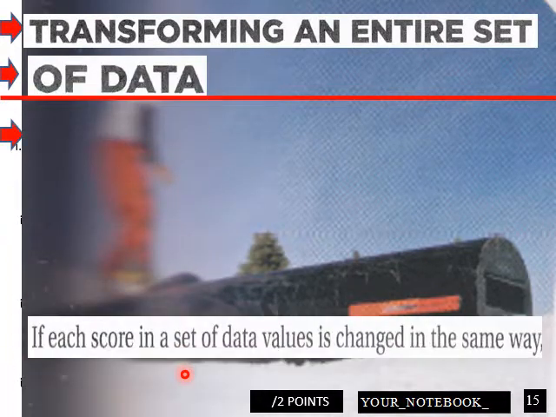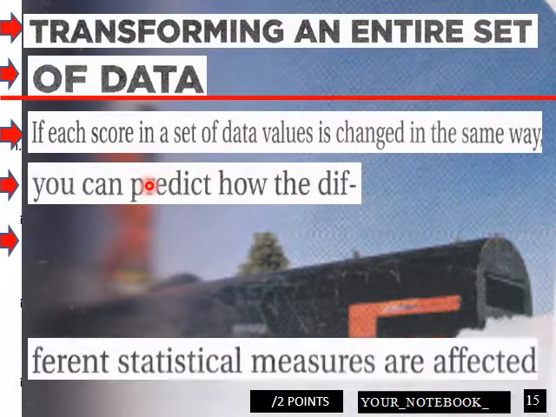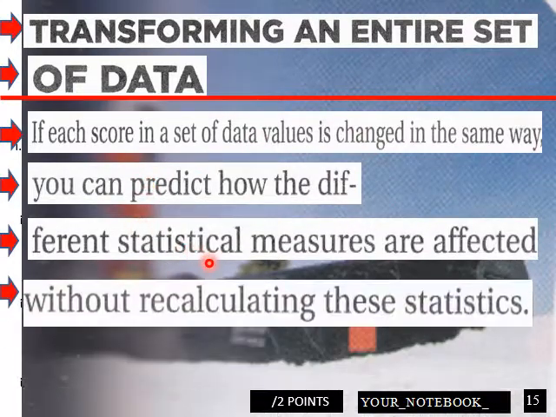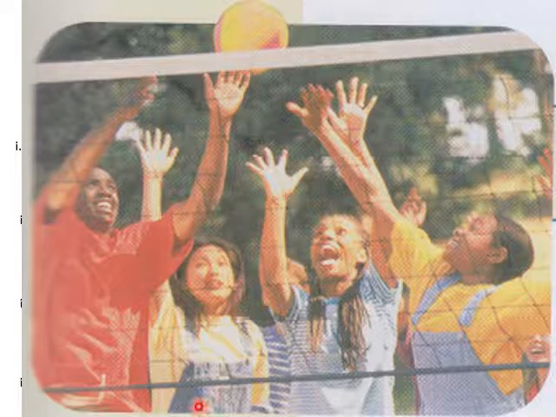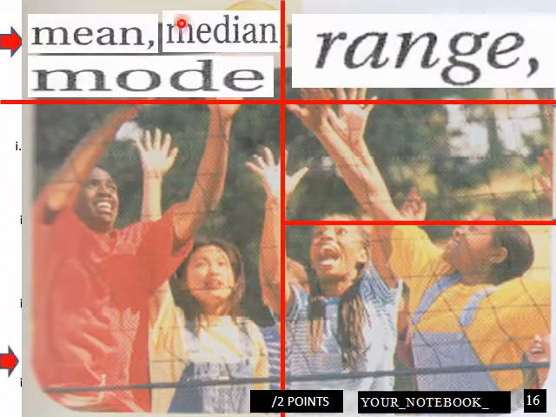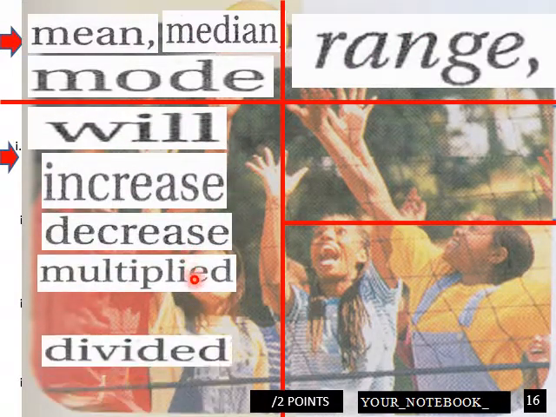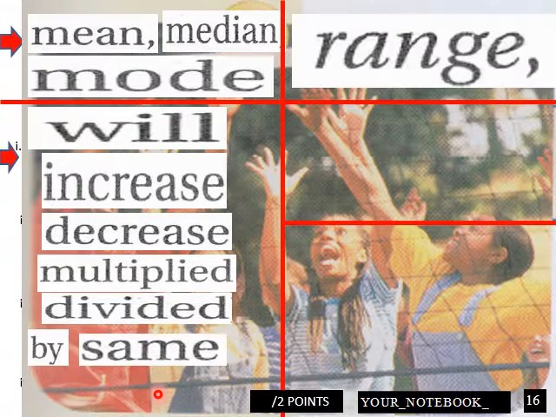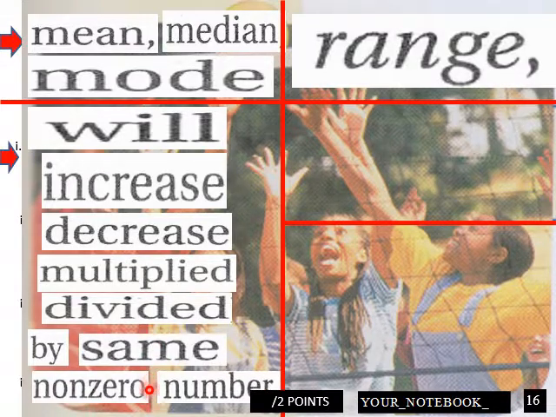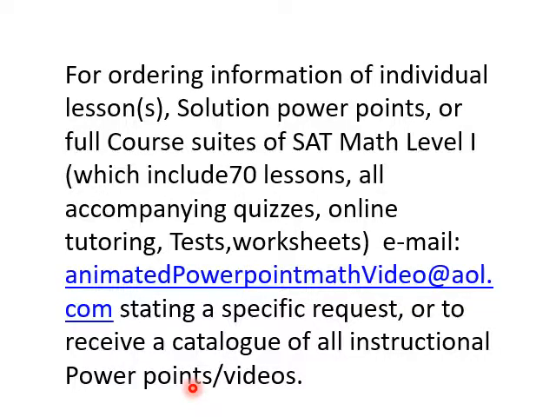So, transforming the entire set of data. If each value in a data set is changed in the same way, you can predict how different statistical measures are affected. So here are the mean, median, and mode, and then the range. If you increase, decrease, multiply, or divide by the same non-zero number, the mean, median, and mode will increase, decrease, multiply, or divide accordingly, and the range is not affected by that.